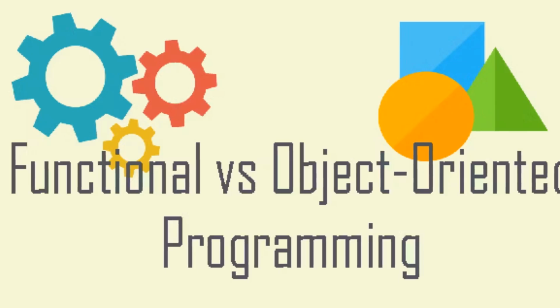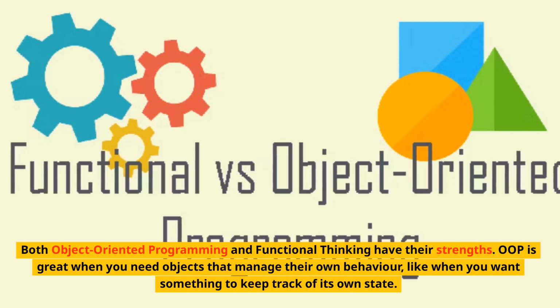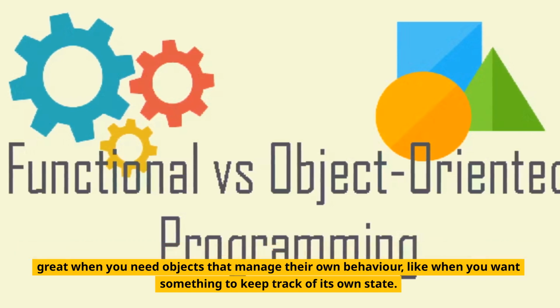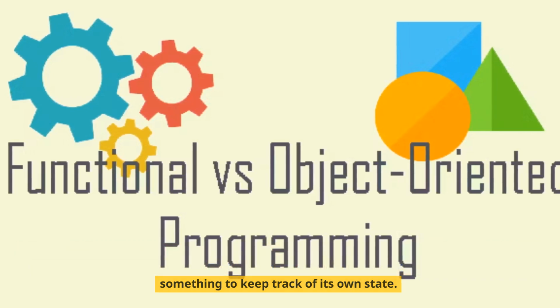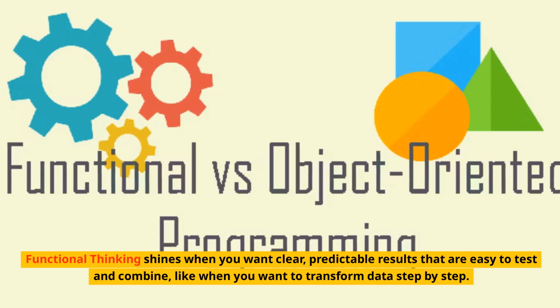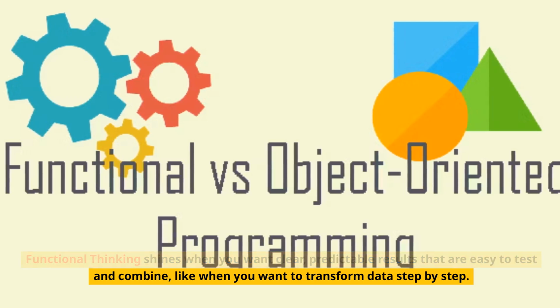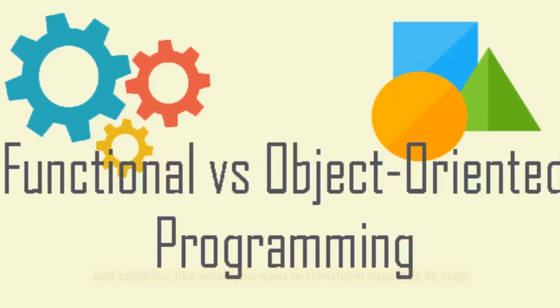Conclusion: both object-oriented programming and functional thinking have their strengths. OOP is great when you need objects that manage their own behavior, like when you want something to keep track of its own state. Functional thinking shines when you want clear, predictable results that are easy to test and combine, like when you want to transform data step by step.